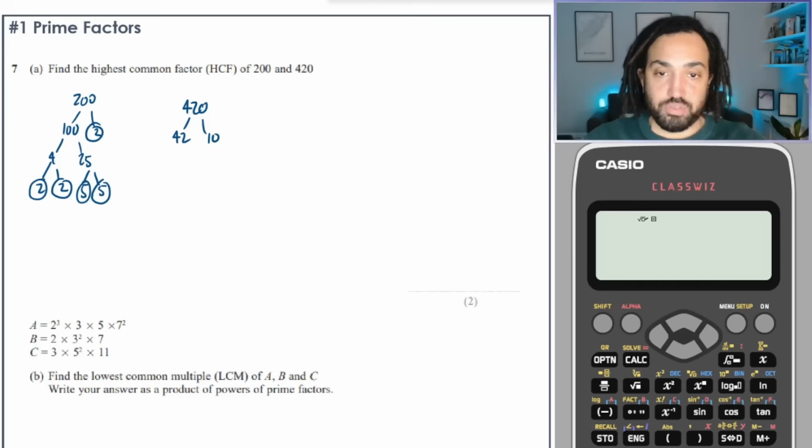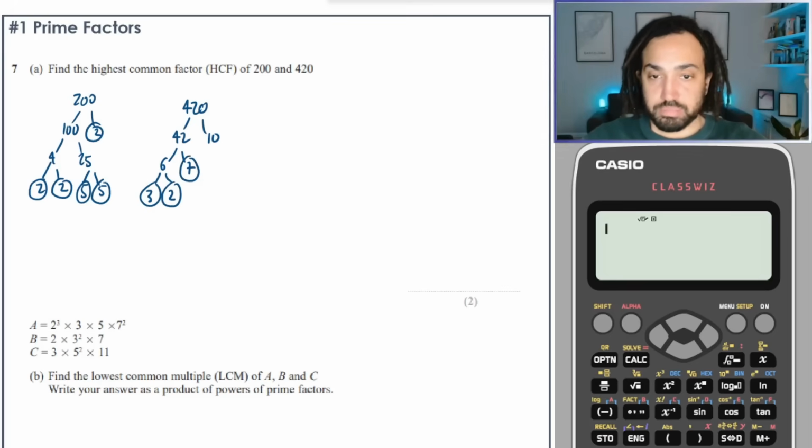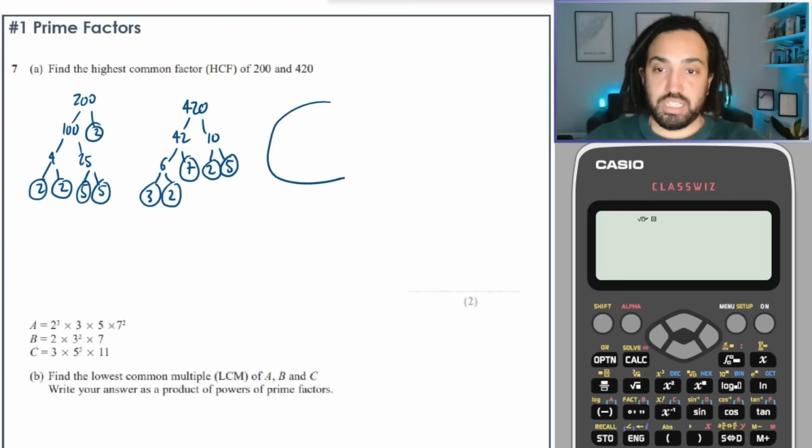420 is 42 and 10, which is 6 and 7, which is 3 and 2. And 10 is 2 and 5. Fantastic. So let's draw a big Venn diagram, and let's see what's going to go in the middle.